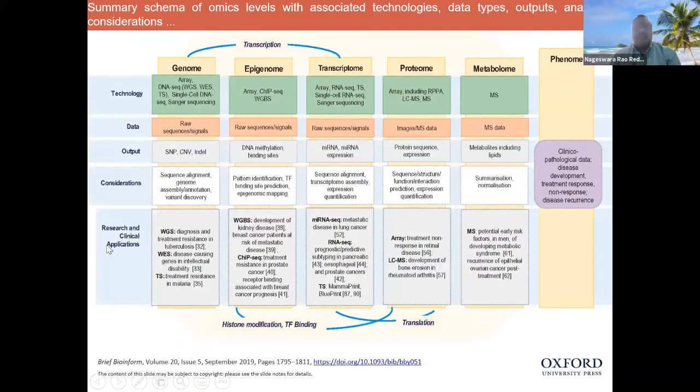Now, the first thing we are doing is with genome data. The technologies we use for genome data from next generation sequencing are microarrays and DNA sequencing, that is, whole genome sequencing, known as WGS. Then WES, whole exome sequencing.